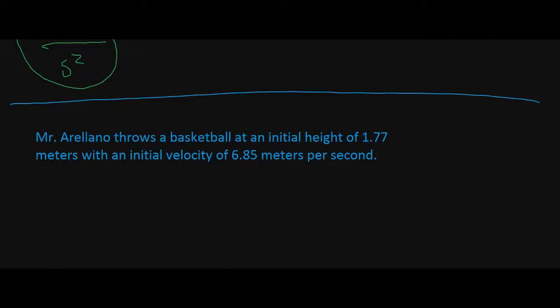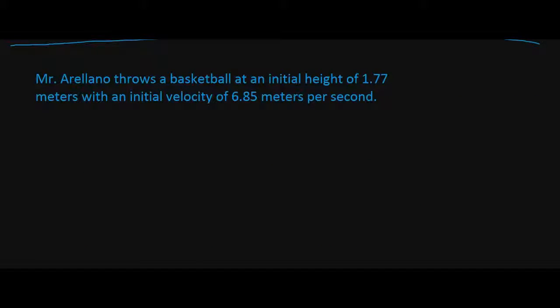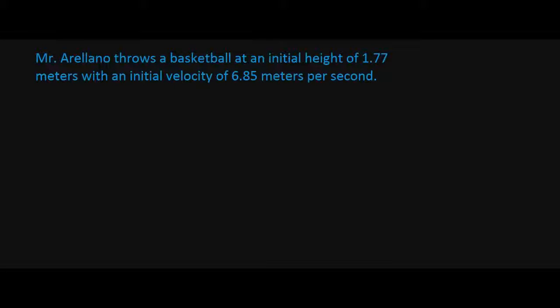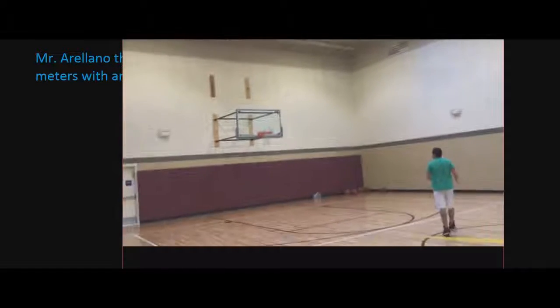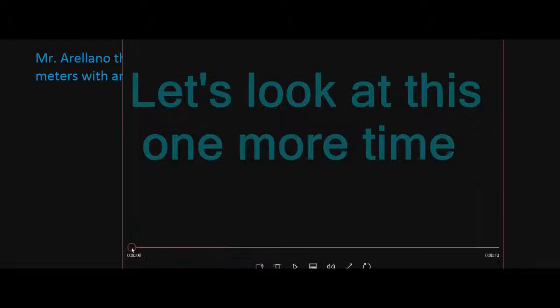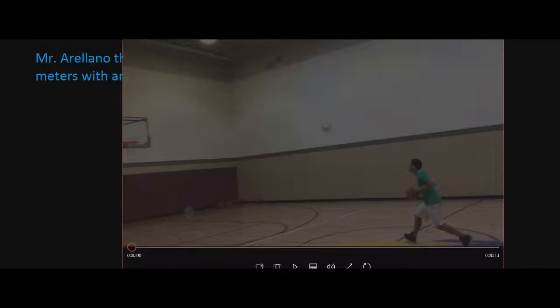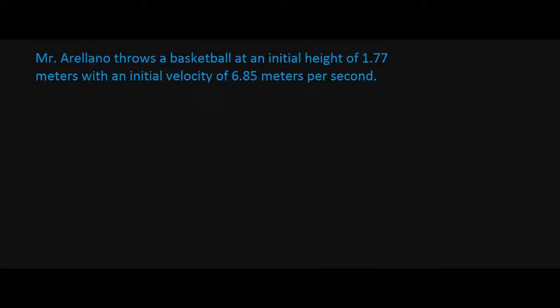So if we go down to this scenario here, Mr. Arellano throws a basketball at an initial height of 1.77 meters with an initial velocity of 6.85 meters per second. I have the video to show you. This scenario comes from this right here, and we want to find out how long it will take for the object to reach the highest point.